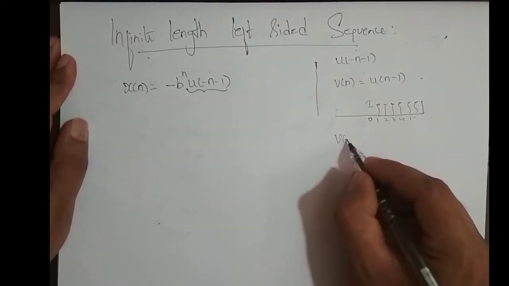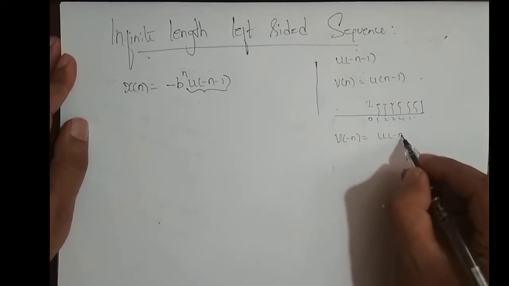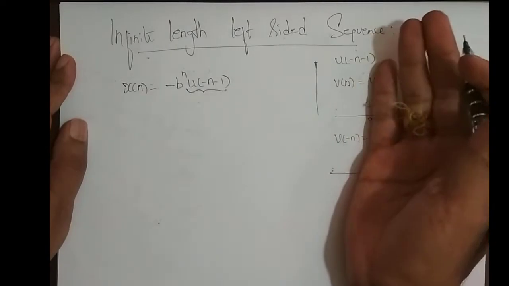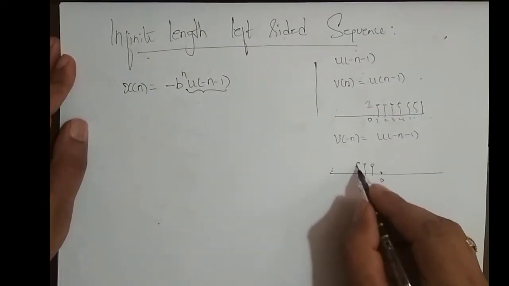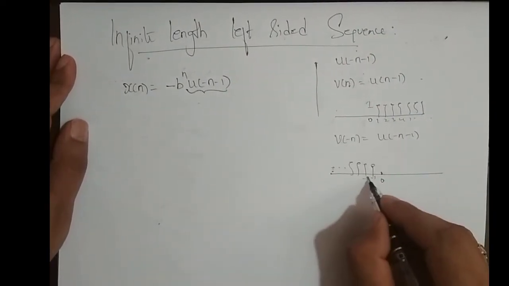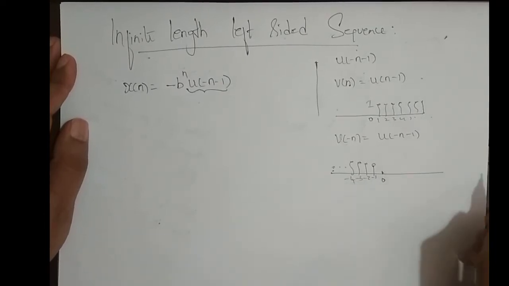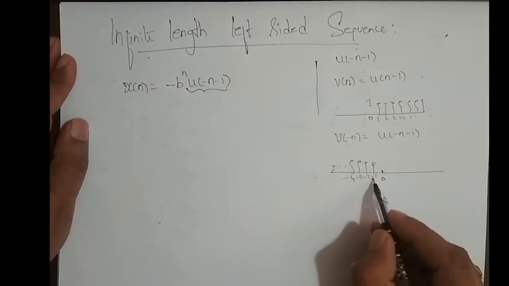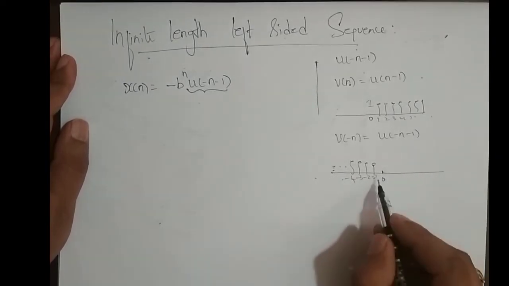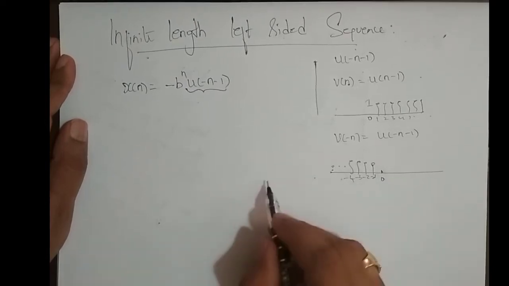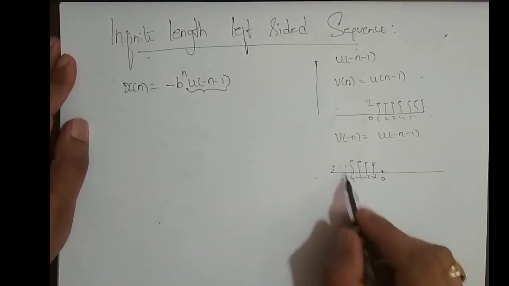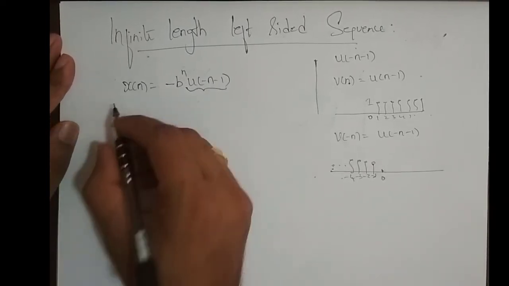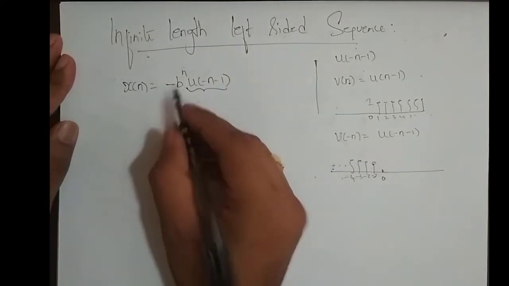What do I need? v of minus n, which is equal to u of minus n minus 1. So v of n has to be taken as a mirror image. When I take its mirror image, it flips here. So it starts from minus 1, minus 2, minus 3 and goes on up to minus infinity. So this is my u of minus n minus 1. It starts from minus infinity and ends at minus 1. Therefore it is an infinite length left sided sequence. Why left sided? Because the amplitudes lie on the negative side of n. Now b is a constant; it can be anything.